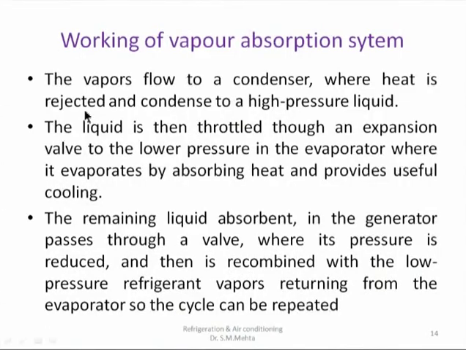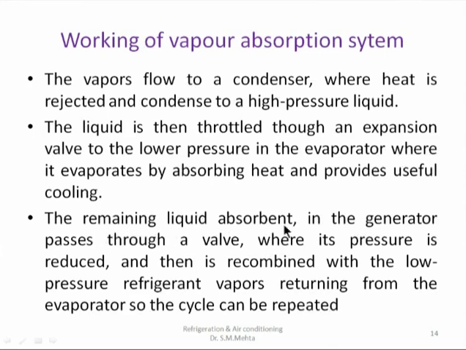Then the condensed refrigerant rejects the heat. The liquid is then throttled through the expansion valve to a lower pressure in the expansion device, and it is supplied to the evaporator. So it is throttled up to the evaporator pressure, the lower pressure which is prevailing in the evaporator, where it evaporates by absorbing the heat and provides the useful cooling.